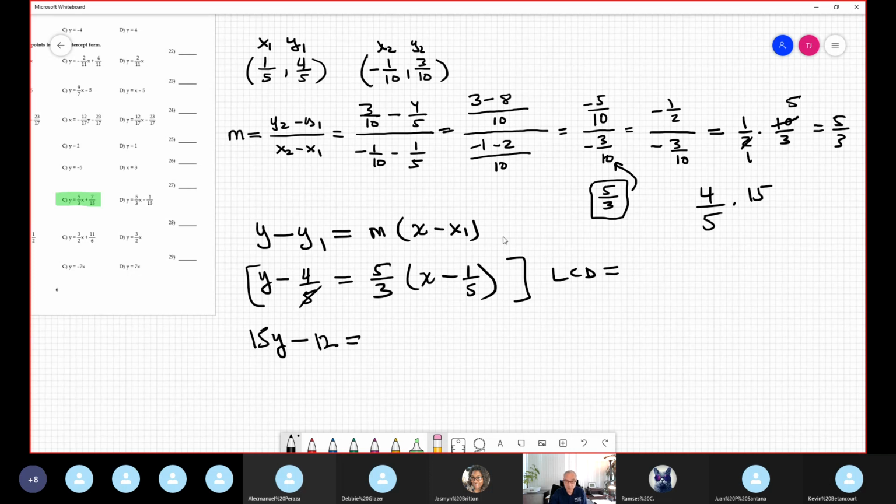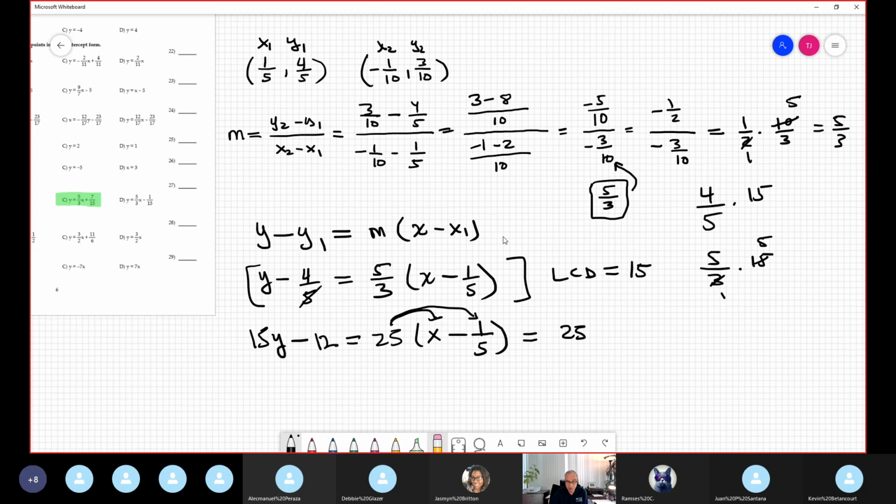15. And when you multiply 5/3 times 15, well, 15 divided by 3 is 5, and 5 times 5 is 25. So we have 25x minus 1/5. And this fraction, unfortunately, stays alive. But don't worry, because now you apply the distributive property. And when you apply the distributive property, you have 25x minus 25 divided by 5 is 5. Okay, almost we finish.